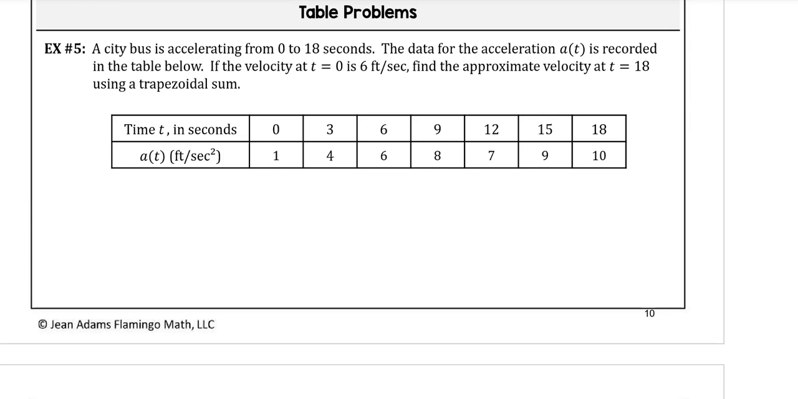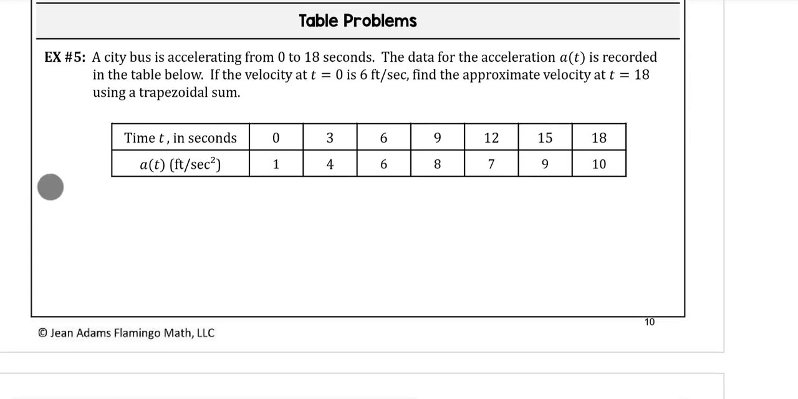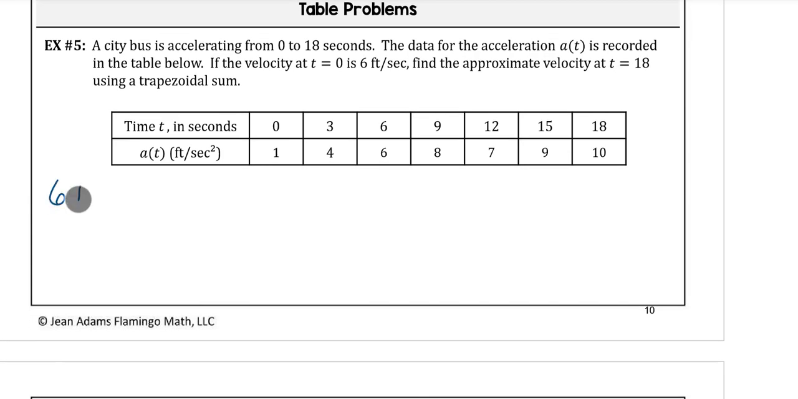Okay, so we are just going to write this out. So I'm going to organize this, because I know that I initially have 6 feet per second here. And then I'm going to add to that all the trapezoidal sums that I get out of the table. And just to recall, just to make this a little easier, you can see that we have even spacing here, that these are all 3 seconds apart. And so every one of them is going to have 1/2 times 3. And then we're going to have 1 plus 4 for the first one.